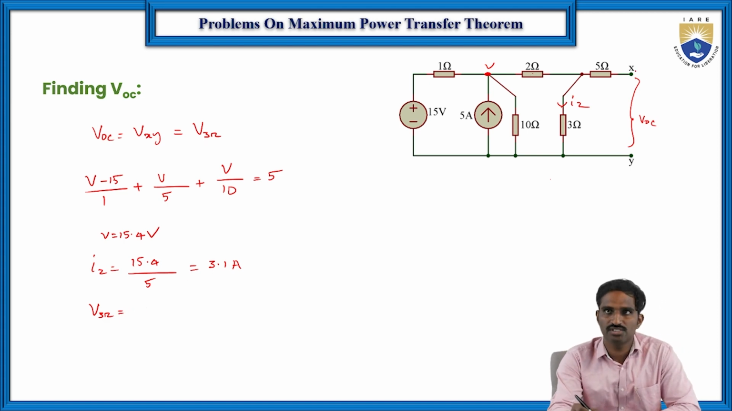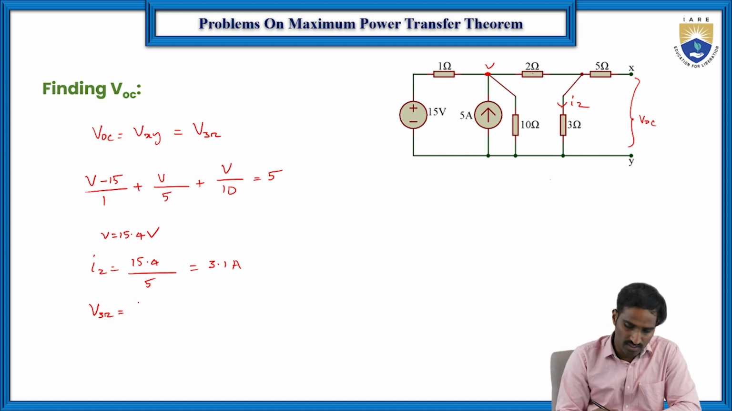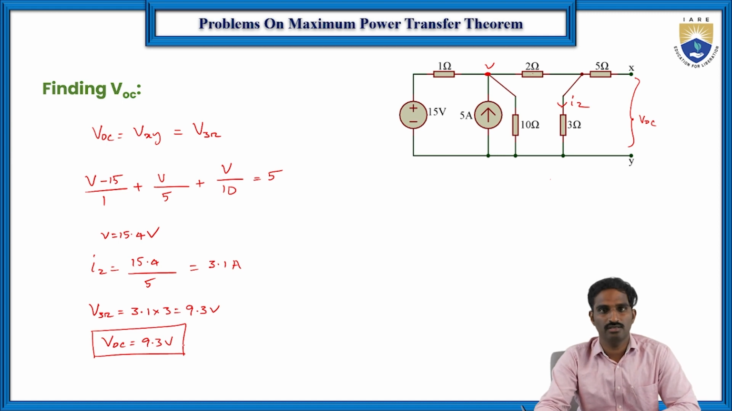Now we need to find the voltage across the 3 ohms resistor. Here again the 5 ohms is connected to an open circuit, so the current flowing through this 5 ohms is 0, so we neglect it, and the voltage drop across the 5 ohms is also 0. So V across 3 ohms is equal to 3.1 into 3, which is equal to 9.3 volts. So VOC is nothing but 9.3 volts. This is how we can find the VOC.